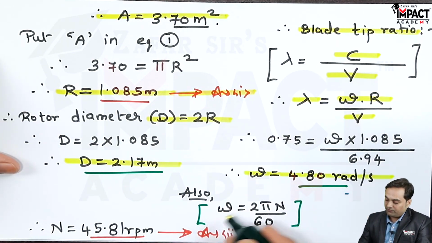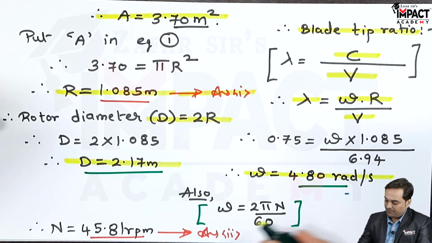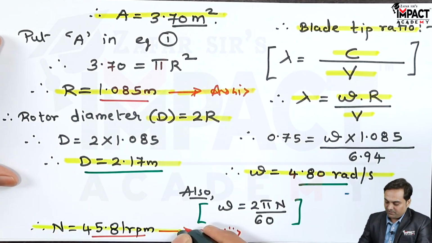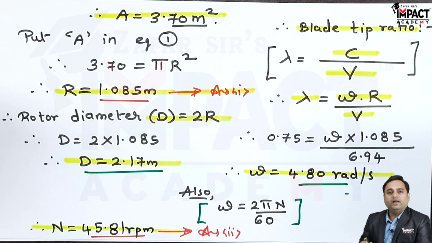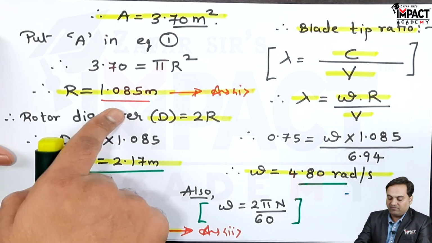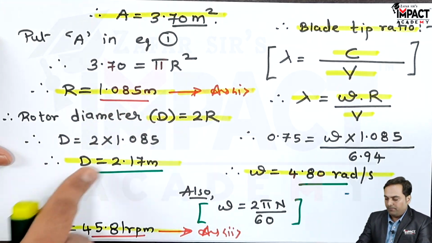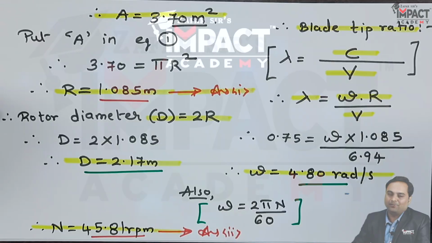Now this angular velocity is 4.80 radian per second, also written as 2 pi n upon 60. So from this I will be getting the RPM, which is 45.81 RPM. It means the windmill is rotating with 45.81 RPM and having a radius of 1.085 meter. With that the problem gets completed.